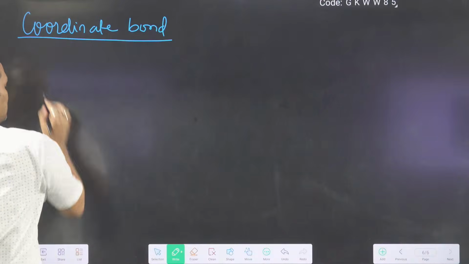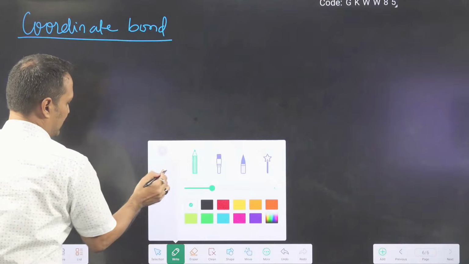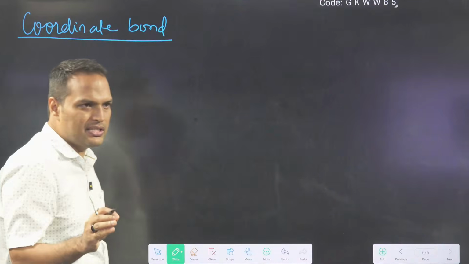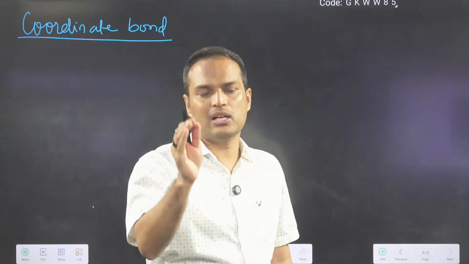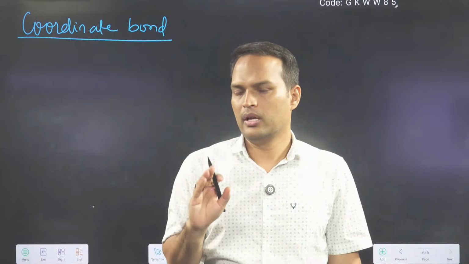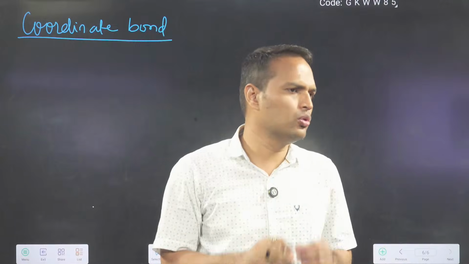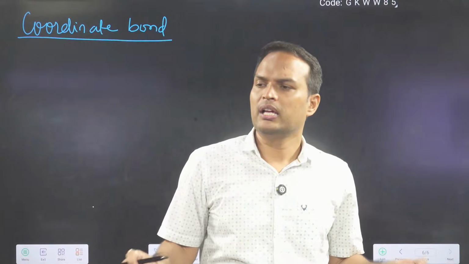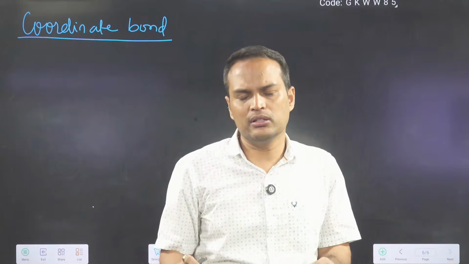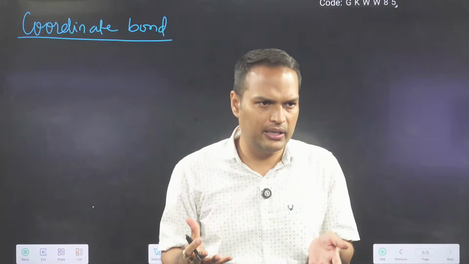Coordinate bond. First only I want to make this clear. Coordinate bond is just optional. If they don't ask you, don't use it. If they ask the question, then only think about coordinate bond.